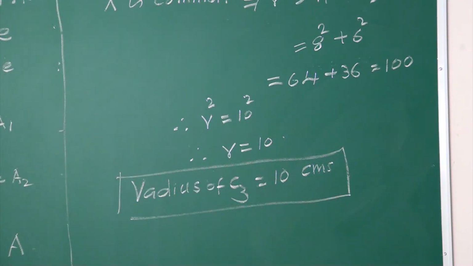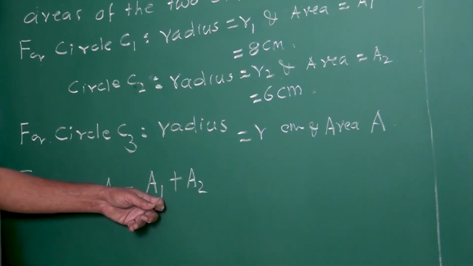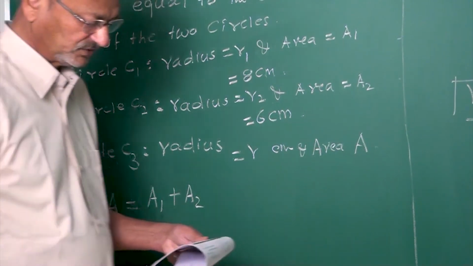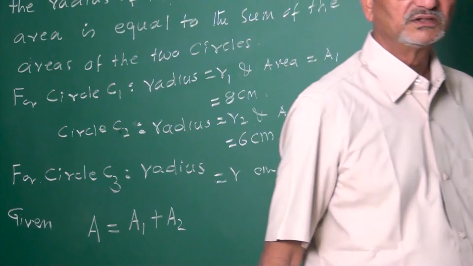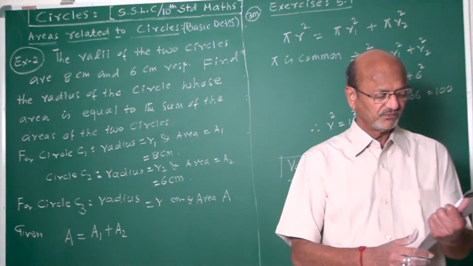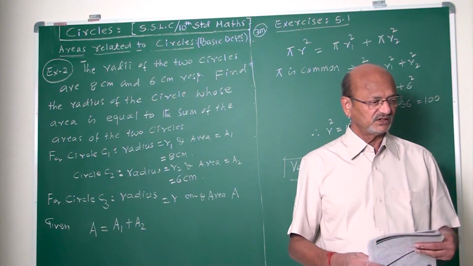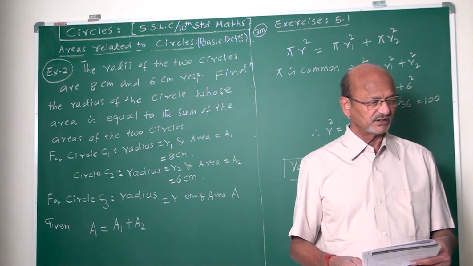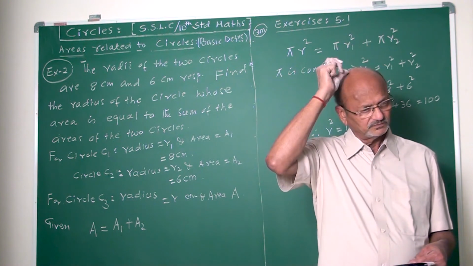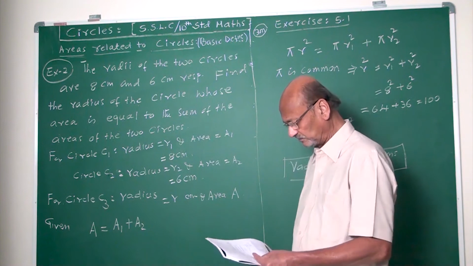In the previous example the relation was with circumferences, but here in this example the relation is with areas. It is a good example under 3-mark questions. Yes, friends. Next example is.